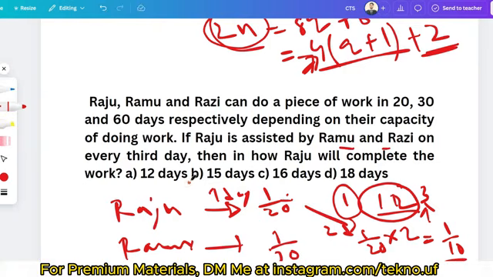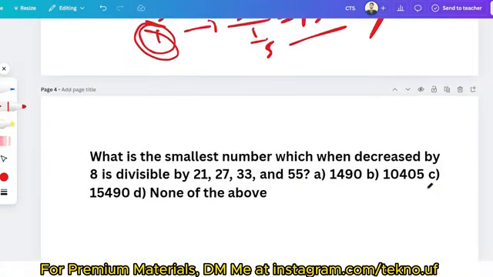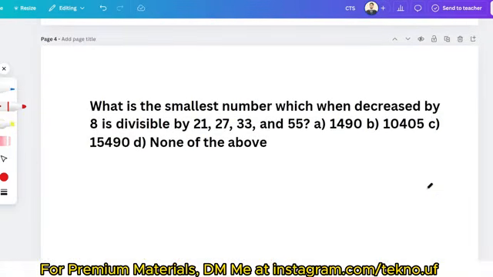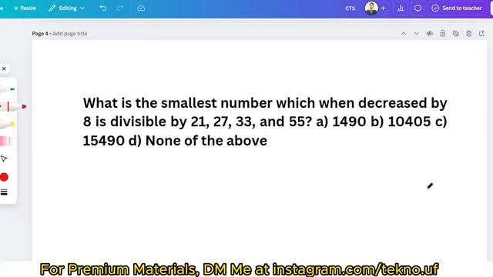So please solve more so that it will be more familiar. Okay, so let me go to the next problem. That is this: what is the smallest number which, when decreased by 8, is divisible by 21, 27, 33 and 55?